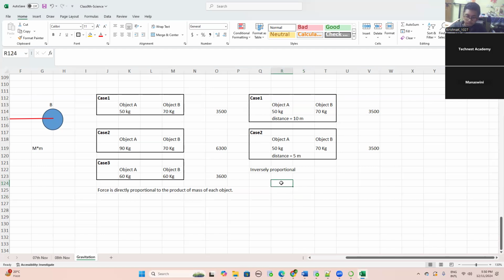Suppose I write A equals 1 upon B. If the value of B is 100, what will be the value of A? 1 upon 100. It will be 0.01. Correct? If the value of B is 50, what will be the value of A? 1 upon 50. That will be 0.02. Are you understanding?